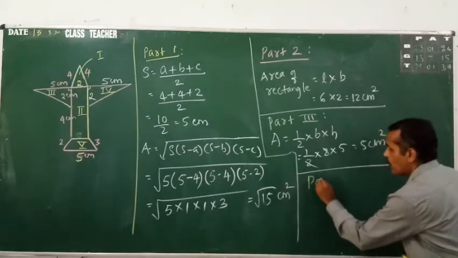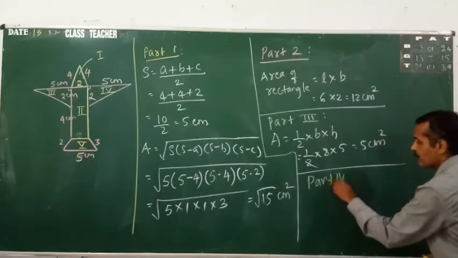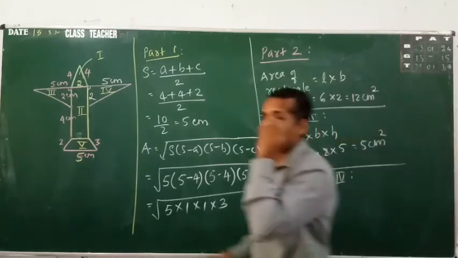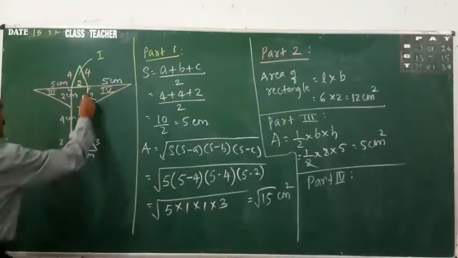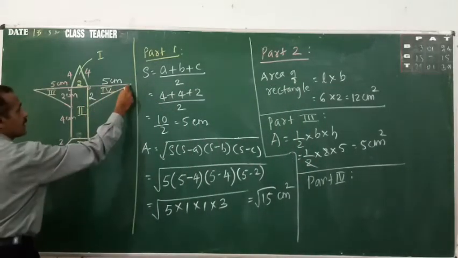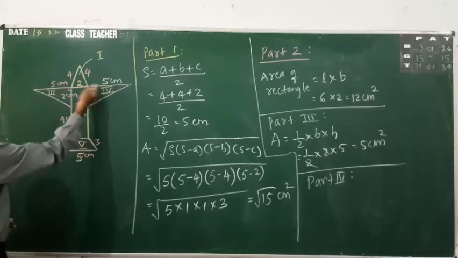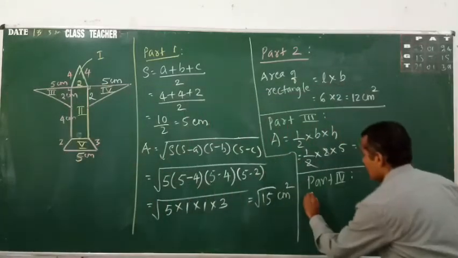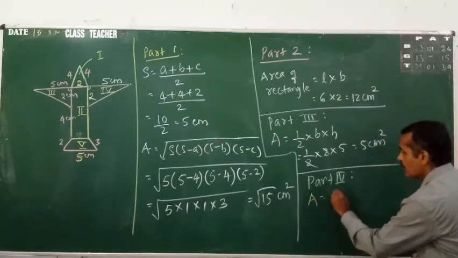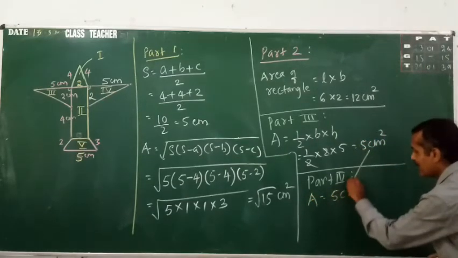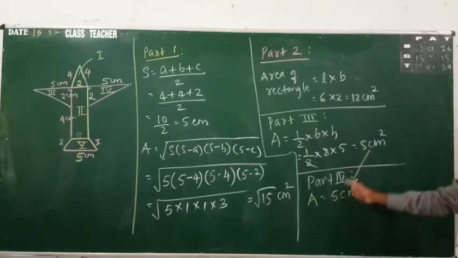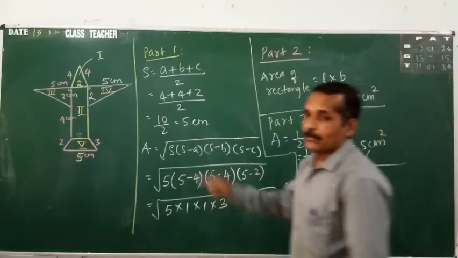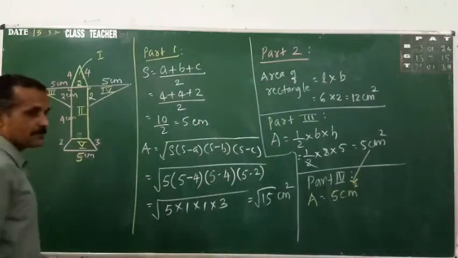Now it is part 4. This is also a right angle triangle, with the same measurements and the same formula. I can write directly: area is equal to 5 centimeter square. Part 3 and part 4 have the same measurements. Now the important one is part 5.